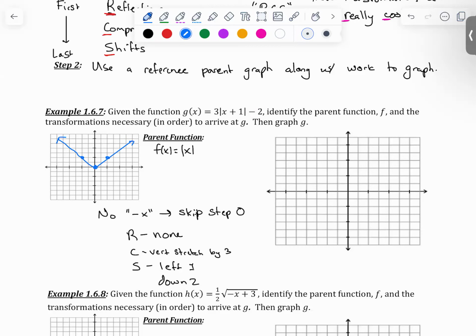Now all we need to do to graph it is follow this from top to bottom with our points. We have the point 1, comma, 1. No reflections. Vertically stretch it by a factor of 3. That's tripling the y-coordinate. The y-coordinate is 1, so triple of 1 is 3. So we're at 1, comma, 3 at the moment. Then we go left 1 and down 2 to the point 0, comma, 1.